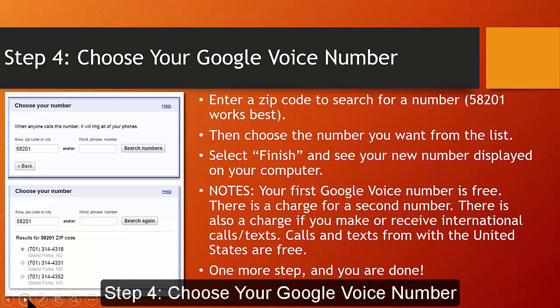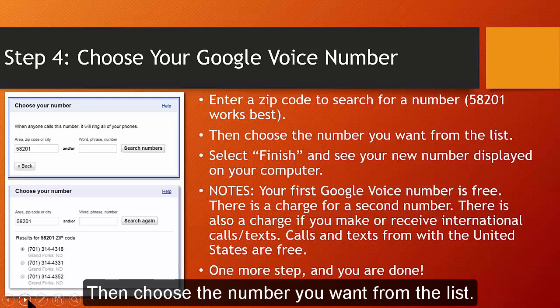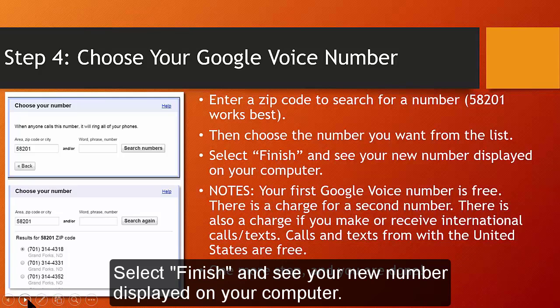Step 4. Choose your Google Voice number. Enter a zip code to search for a number. 58201 works best. Then choose the number you want from the list. Select Finish and see your new number displayed on your computer.